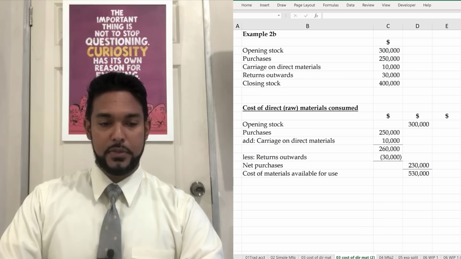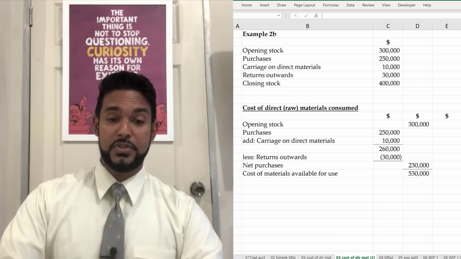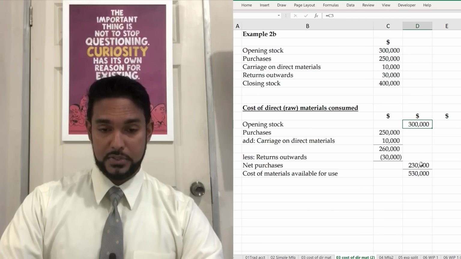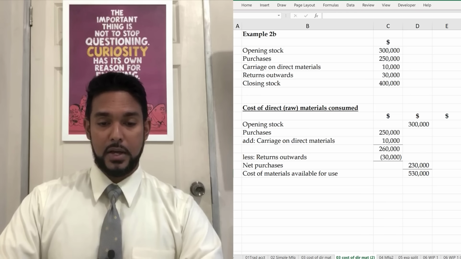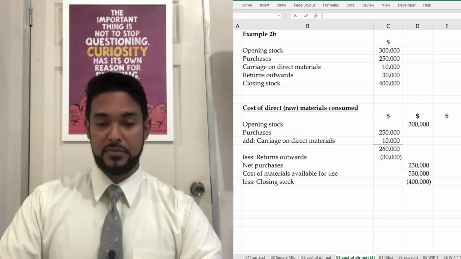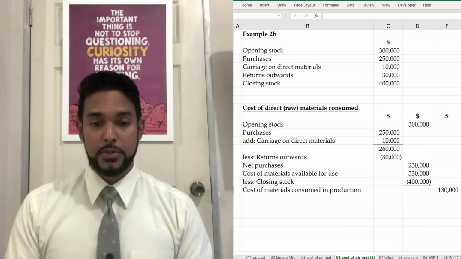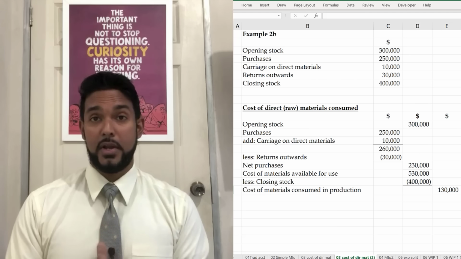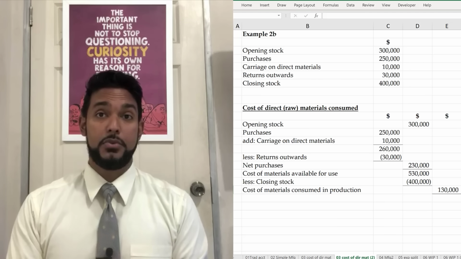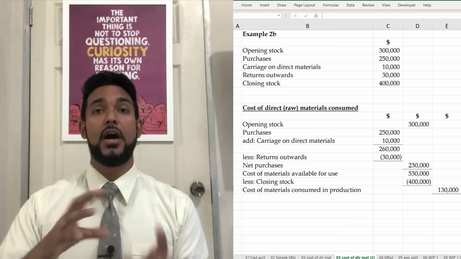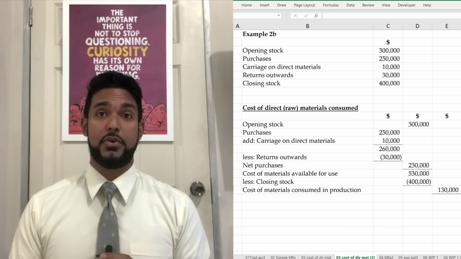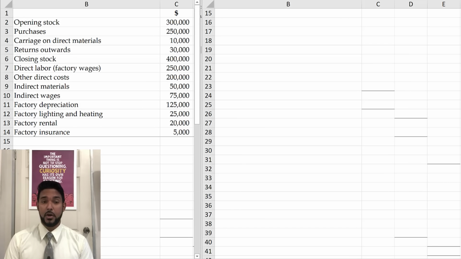So now we have the total cost of material available for use, which was the opening stock plus the net purchases. Then we subtract the closing stock, and that gives us the total cost of materials consumed in production. If you need to rewind and go over that again, that's fine. But what I want to do now is put this in the larger context of the manufacturing account. We're going to take a look at the expanded cost of materials section in the manufacturing account as a whole.